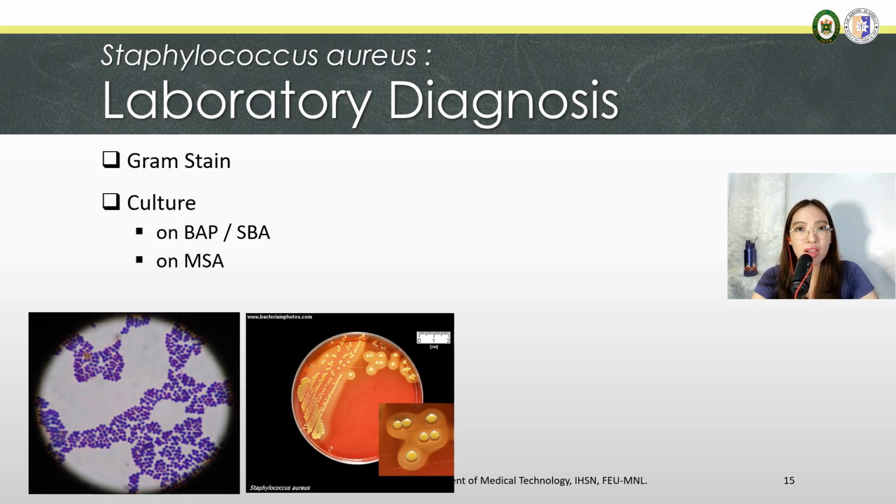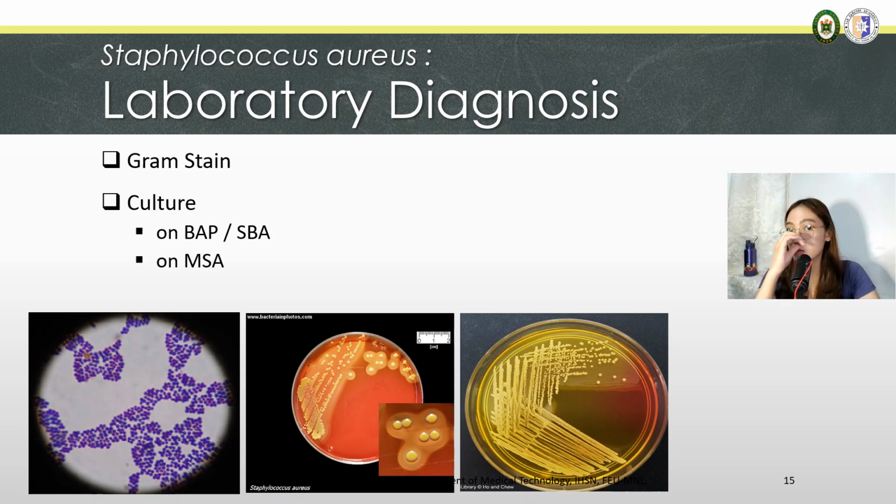On mannitol salt agar or MSA, Staphylococcus aureus will produce yellow colonies surrounded by yellow halos, and this is due to the fermentation of mannitol in the culture media. Originally, red po yung color ng mannitol salt agar because it contains phenol red.